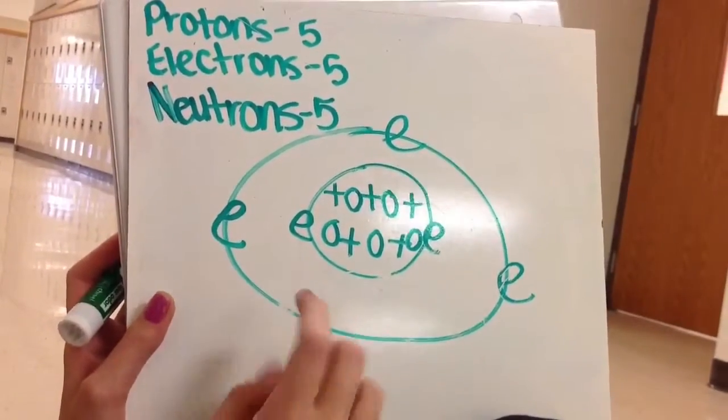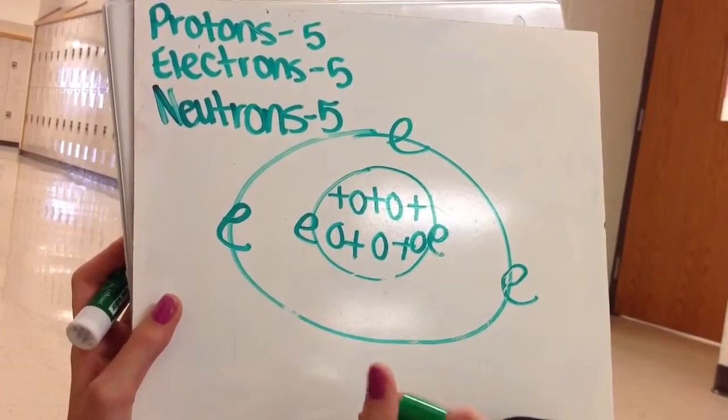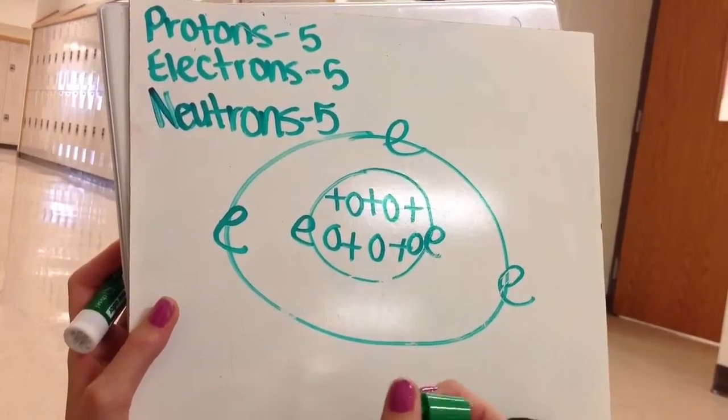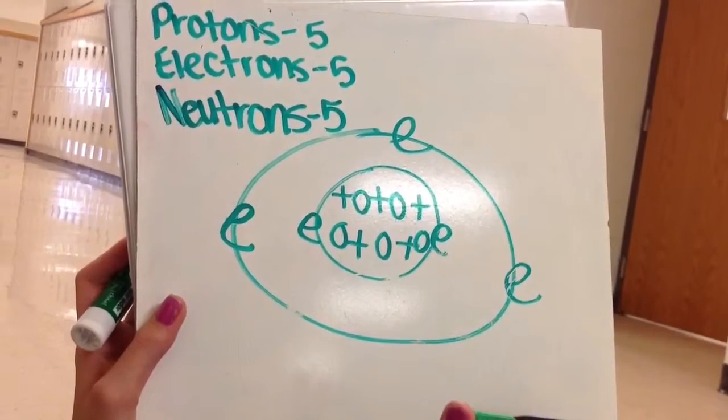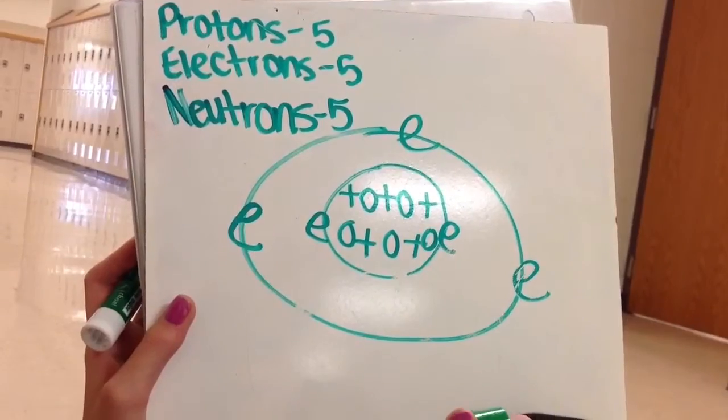The reason that they are in between one another is because you have to even the atom out, because if all the protons and all the neutrons are together, then they will be fighting back and forth.